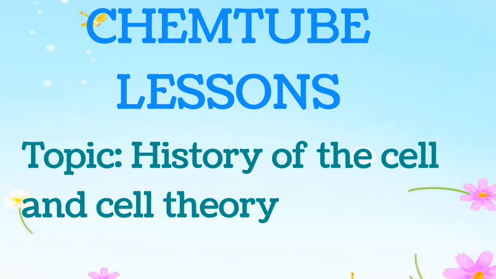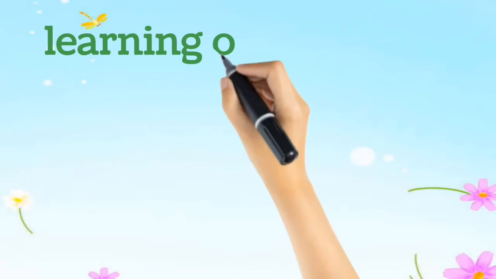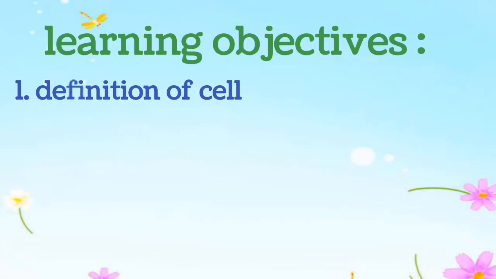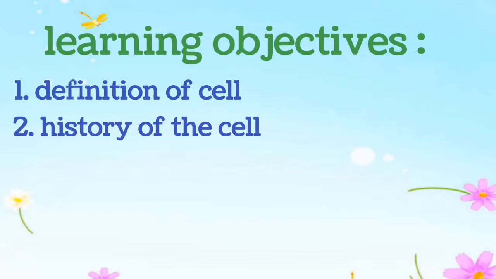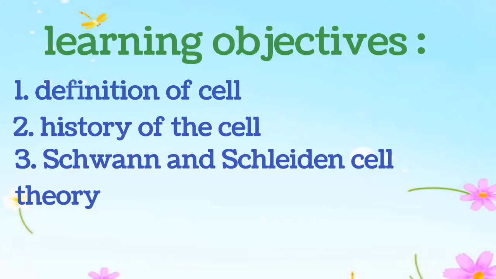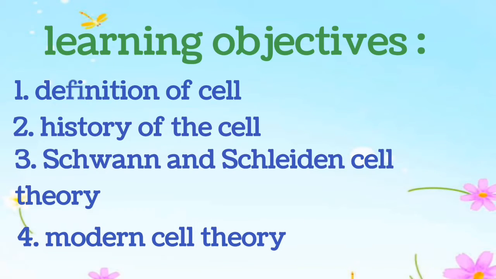Our topic today is History of Cell and Cell Theory. Our learning objectives are: Number 1, definition of cell. Number 2 is the history of cell. Number 3, Schwann and Schleiden theory of the cell. And lastly, we would look at the modern cell theory.